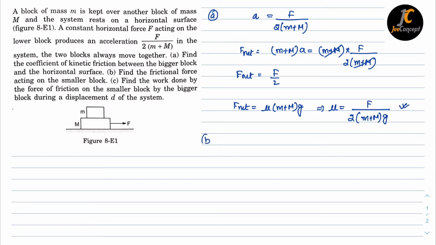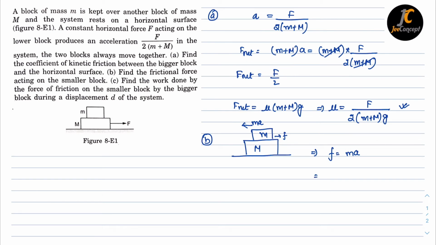Now for part B, here we have to find the frictional force acting on the smaller block. Now try to understand: the entire system of the blocks is moving with an acceleration a and the smaller block is not moving with respect to the bigger block. So the pseudo force acting on this upper block is nothing but m into a, and a similar frictional force will act on the right hand side. So the frictional force is nothing but equal to m into a.